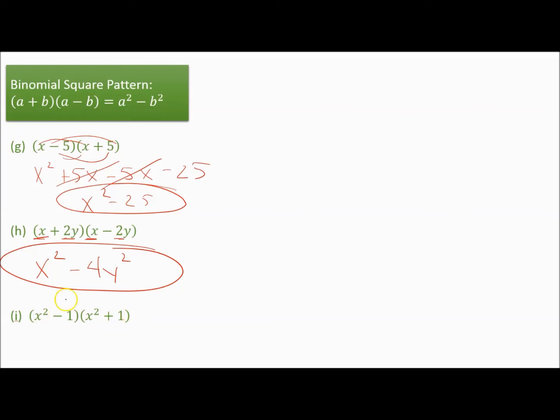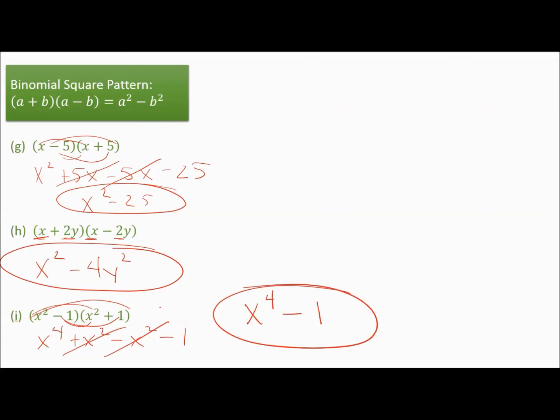Again, here, you could FOIL it. Let's FOIL it. X squared times x squared is x to the fourth. X squared times 1 is plus x squared. Negative 1 times x squared is minus x squared. Negative 1 times plus 1 is minus 1. Those cancel. And you get x to the fourth minus 1. Or, you notice, hey, they match exactly. One's minus, one's plus. So that means I square the first one, put a minus in the middle, and square the last one. And I still get x to the fourth minus 1.